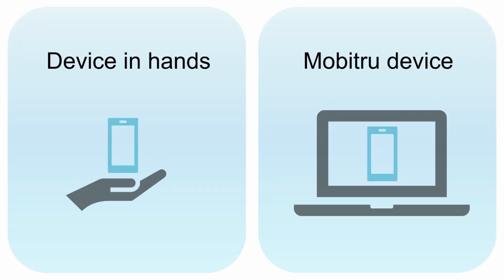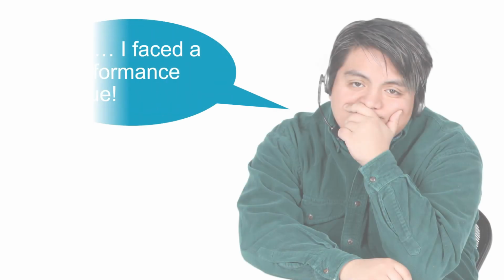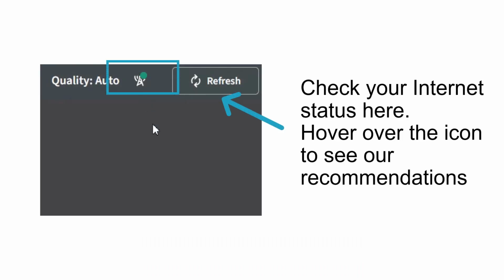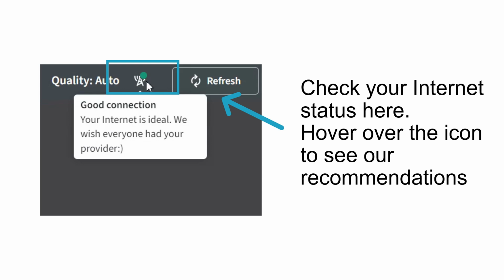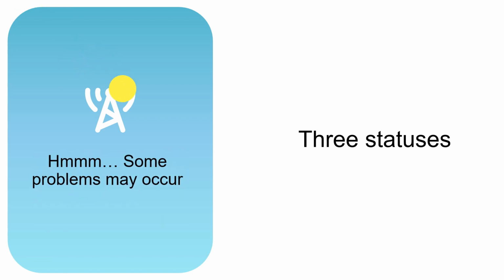The Mobitro devices are remote, and one of your possible concerns is whether connection issues influence your work. Have you faced poor device performance? Of course, the problem may be on the Mobitro side. However, your internet connection may also influence the interaction. In the header of the device area, you'll find a special icon that indicates if your internet is sufficient for quick work of the device. Also, we included our recommendations in the feature.